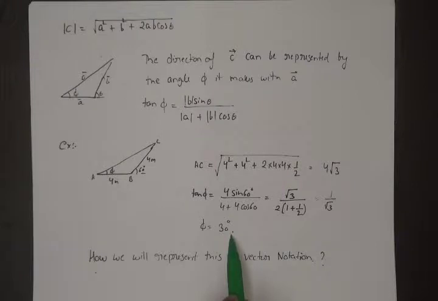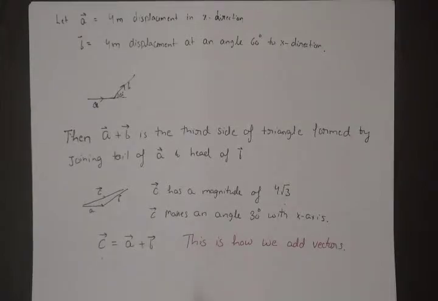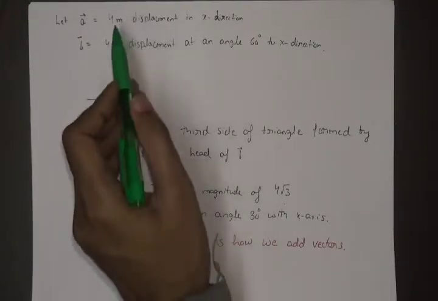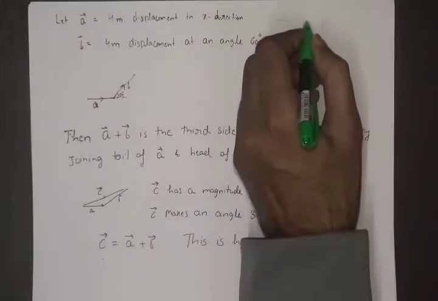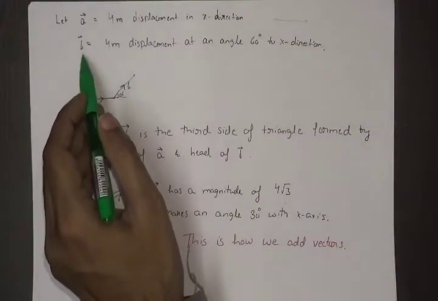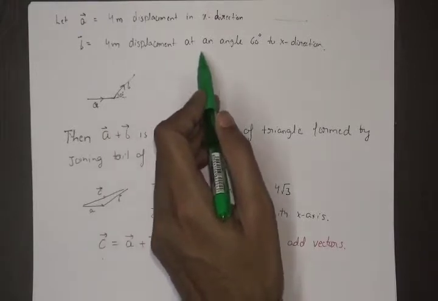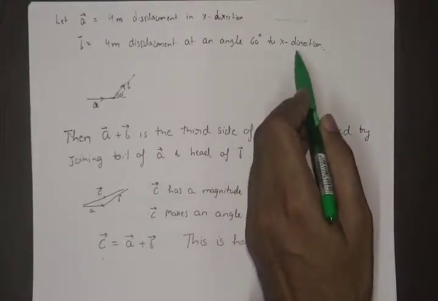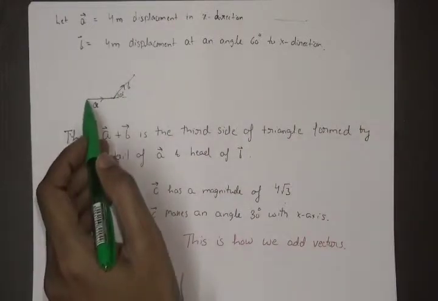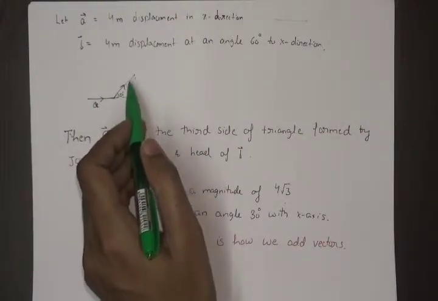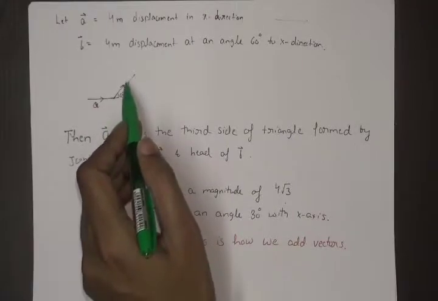We know these formulas. Now let us see how we are going to represent the same problem in vector notation. How will we represent this in vector notation? Let A vector be equal to 4 meter displacement in x direction. B vector is equal to 4 meter displacement at an angle 60 degree to the x-axis. So this is the A vector, this is the B vector. Both are vectors, both have magnitude and direction.